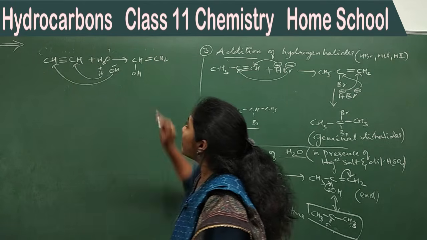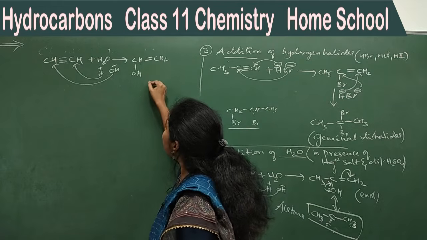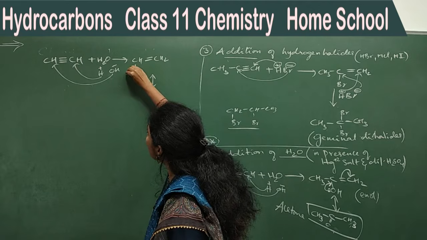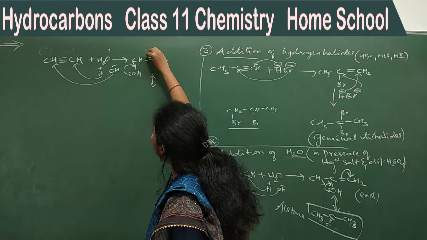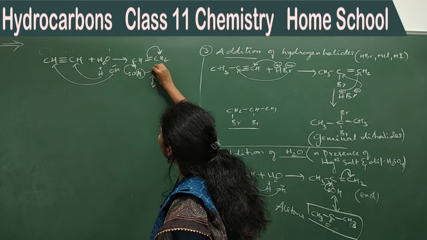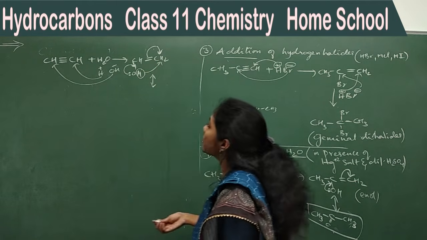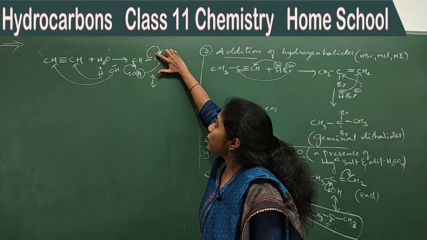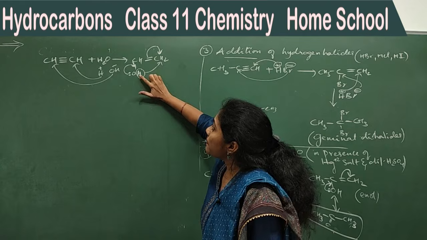So again it is like an enol, right? So now this gets converted into keto form. That means the lone pair on oxygen is shifted here and this bond is moved here. And where will this hydrogen go? Later it goes to this carbon, because when this bond is shifted onto this carbon, you get a negative charge. So that negative charge takes up this hydrogen.